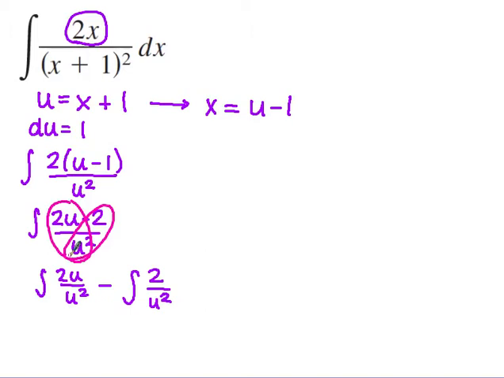So now let's go ahead and simplify that first term. Minus. So what did you get from the first term? 2 over u. So I end up getting 2 over u minus 2u to the negative 2 power.